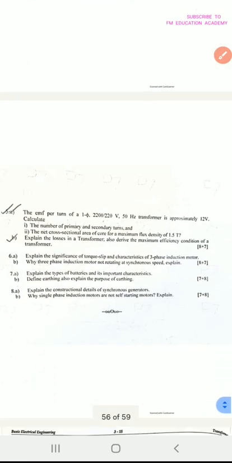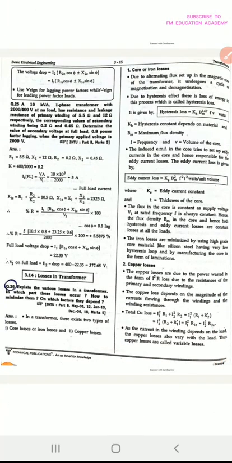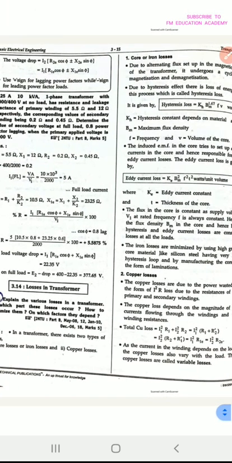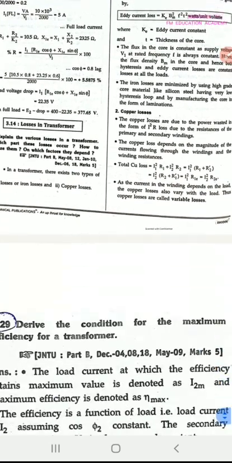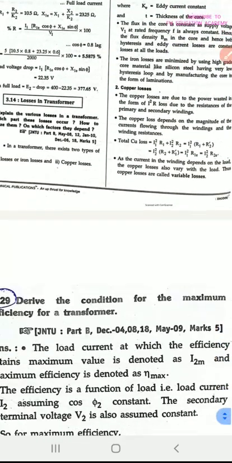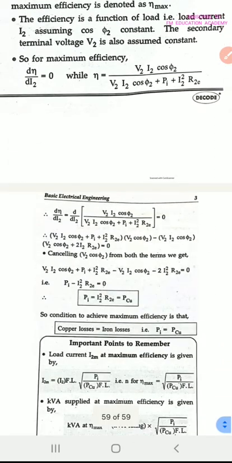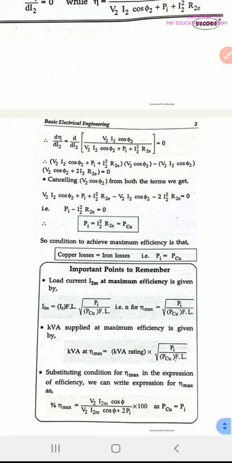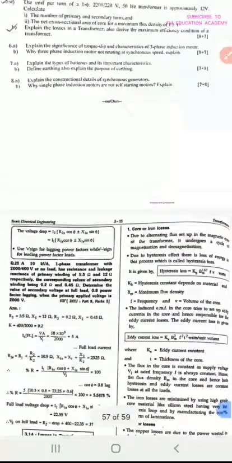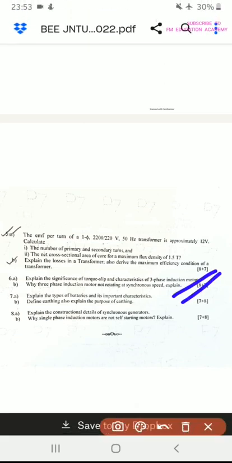Next question is losses in transformer and maximum efficiency of transformer. These are the types of losses: core loss, iron loss, eddy current loss, hysteresis loss, and copper loss. Then the condition for maximum efficiency and its derivation. So already we discussed the 6A question. So this finishes all our questions.